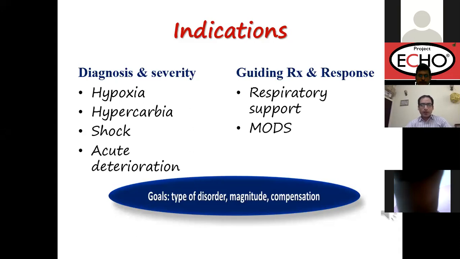For a baby who is already on respiratory support, the goals of blood gas are to know what type of disorder the baby is having, what is the severity and magnitude, whether there is any compensation or not, and whether we need titration of therapy or not. That is the most important.